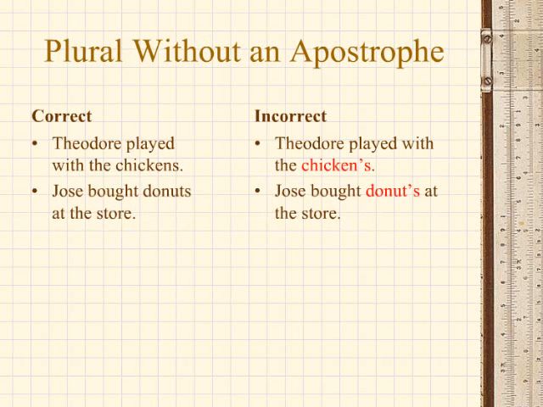Similarly, you do not need to use an apostrophe when you're dealing with simple plurals. To make a word plural, meaning that you're talking about more than one, you simply add an S to the end of the word. Take a look at these examples. Theodore played with the chickens, not Theodore played with the chicken's. Jose bought donuts at the store, not Jose bought donut's at the store. Review these examples a few times to make sure you're clear about apostrophes.